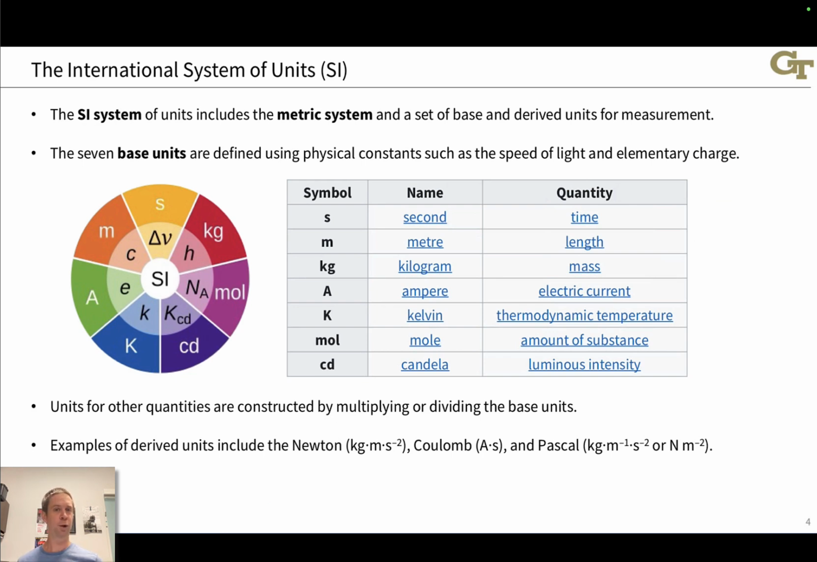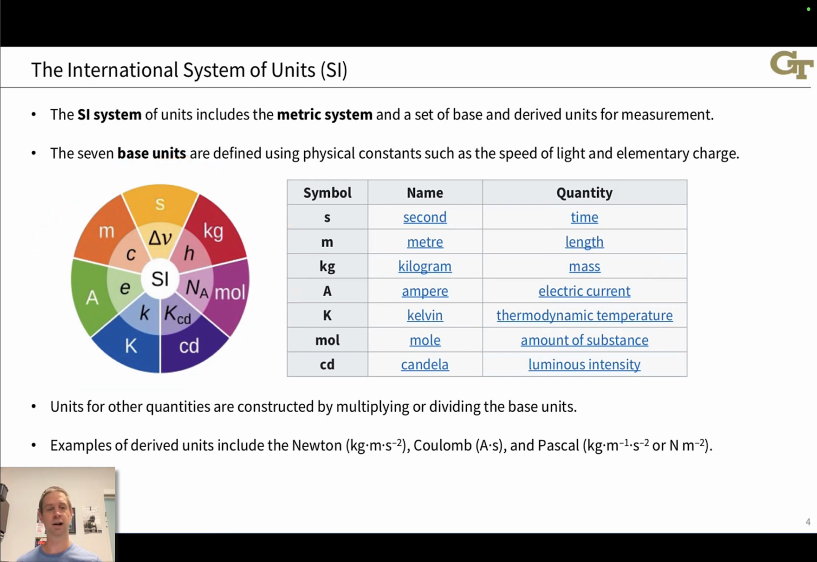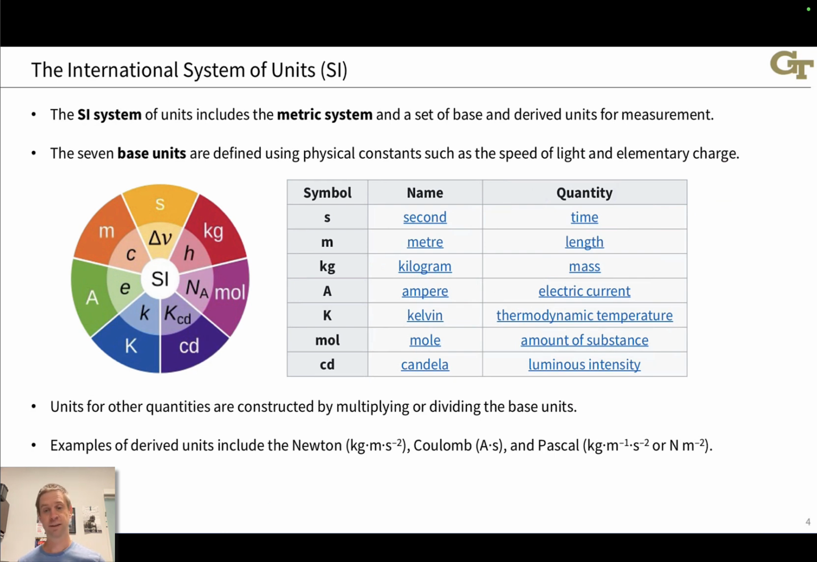This graphic from Wikipedia shows you the 7 base units of the SI system and the physical constants that are used to define these. For example, Avogadro's number is used to define the mole, elementary charge is used for the ampere, so on and so forth. I won't go through them in detail. They're listed in this table here. It's worth pointing out, though, that there are 7 fundamental quantities that are associated with these base units: time, length, mass, electric current, absolute or thermodynamic temperature, amount of substance, and luminous intensity.